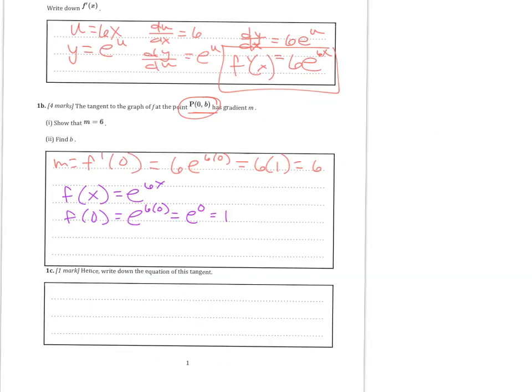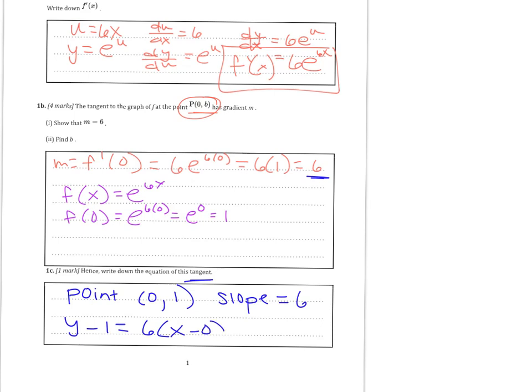Now the very last part of this question asks us to hence write down the equation of the tangent. So really we need 2 things. We need the point, which we have found, 0, b, and we found b is 1. Then we also need the slope, and since we're talking about the equation of the tangent, the slope comes directly from this right here. So the slope is 6, and all we have to do is substitute into point-slope form: y minus the y value equals m times x minus the x value.